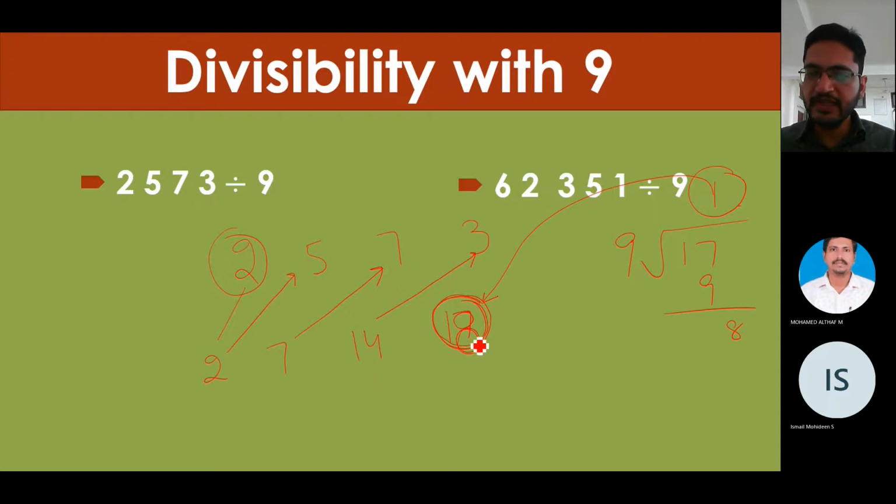Now balancing rule, it is 8. This one I will add in 4. It is 5. 1 plus 7, that is 8. And this 2 as it is. So this will be the quotient when we divide this number 2573 with 9. So 285 is the quotient and 8 will be the remainder.